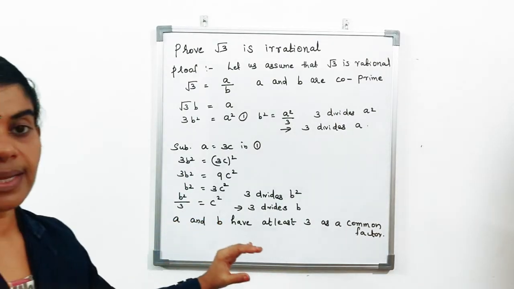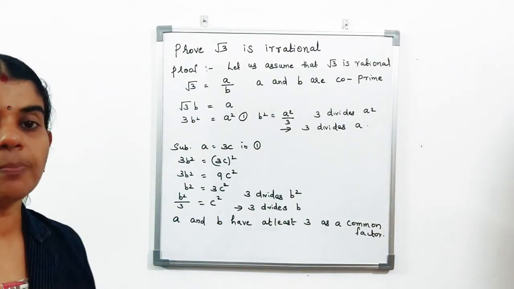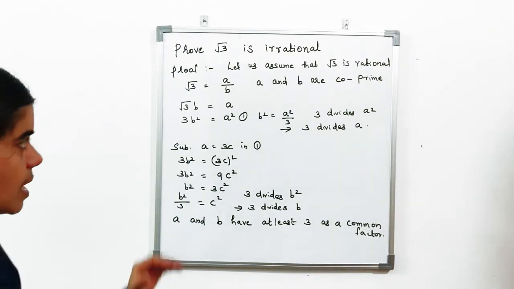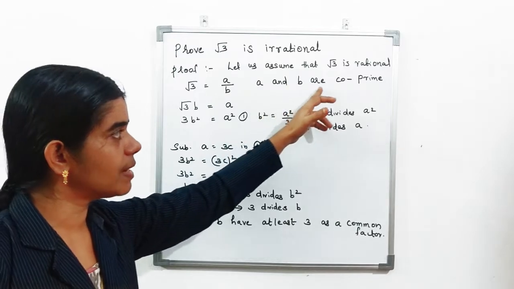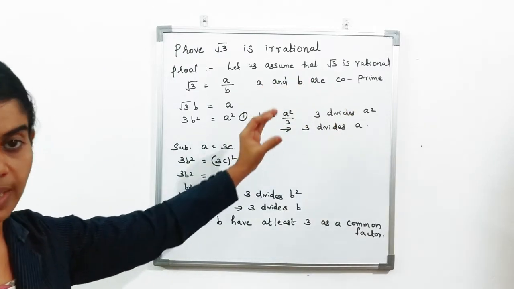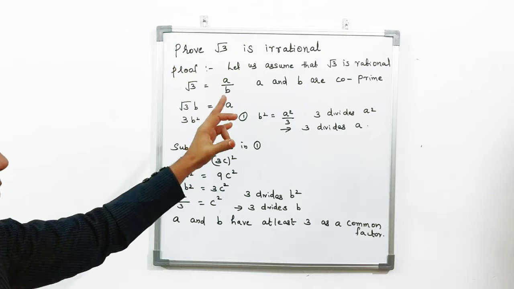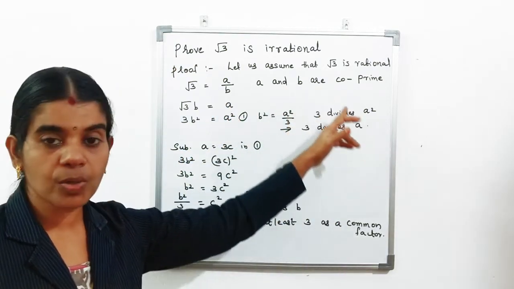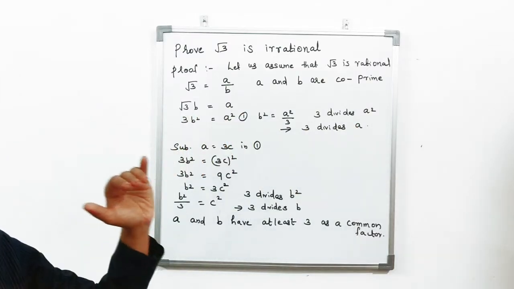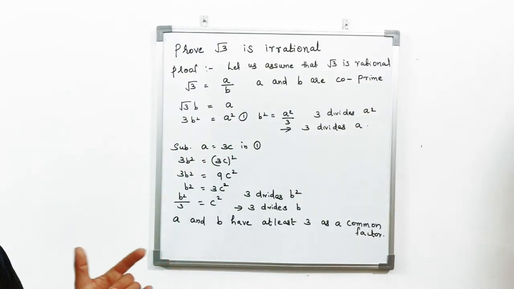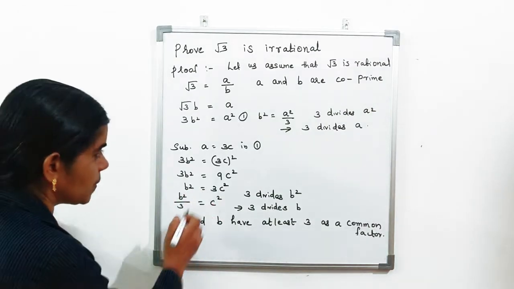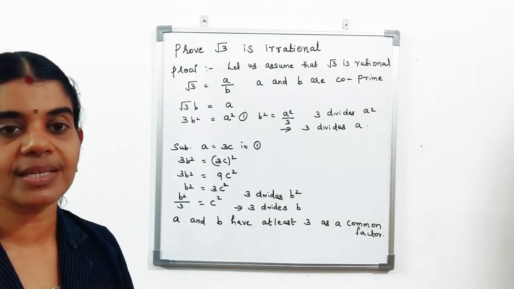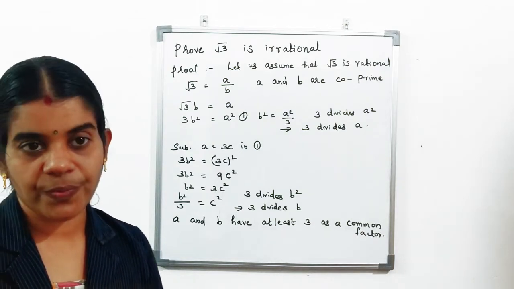This contradicts our assumption that a and b are co-prime. That means the only common factor is 1, the common number 1 we assumed. But this contradicts our assumption that a and b are co-prime. Thus the contradiction arises because of our wrong assumption that root 2 is rational. So root 2 is irrational. Like that we want to prove. Is it okay now?